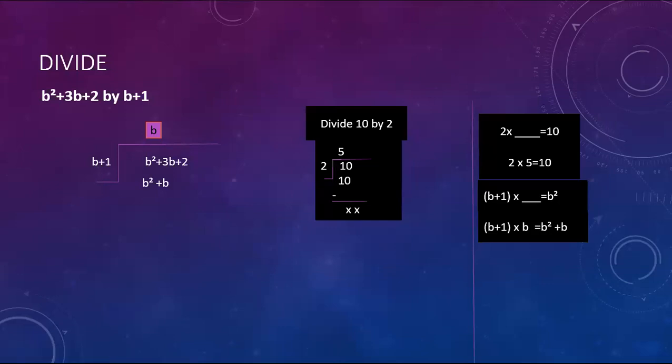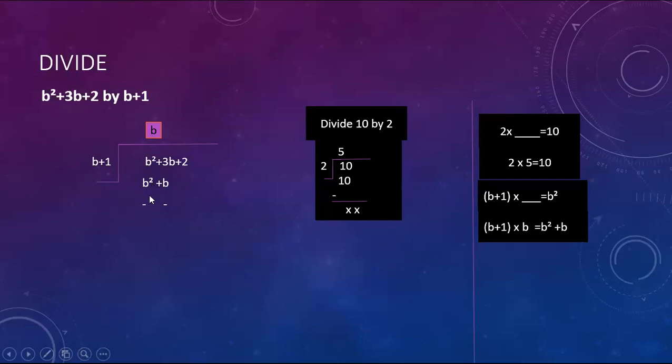Yes, students, clear? Step number 1: b plus 1 is multiplied with b. When we multiply these two terms with b, we get b b's are b square and plus 1 b's are plus b. So we have written these terms over here.